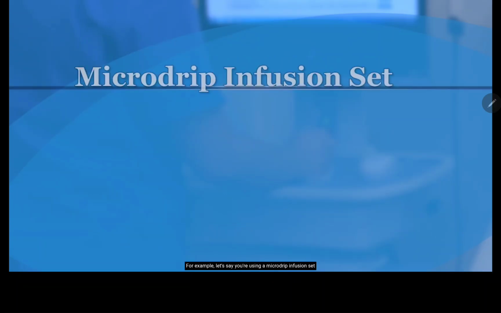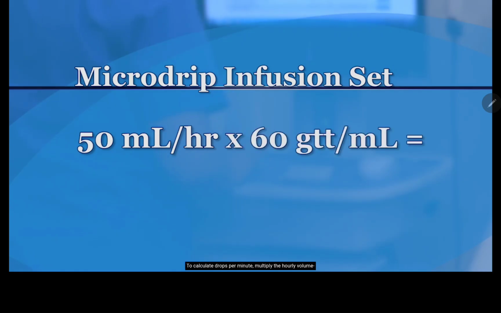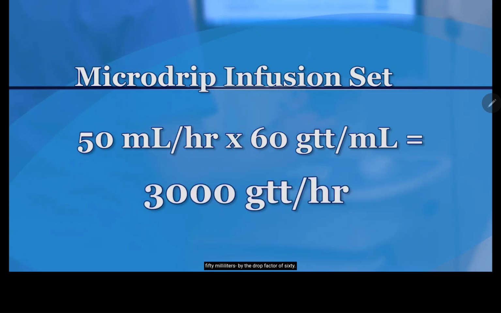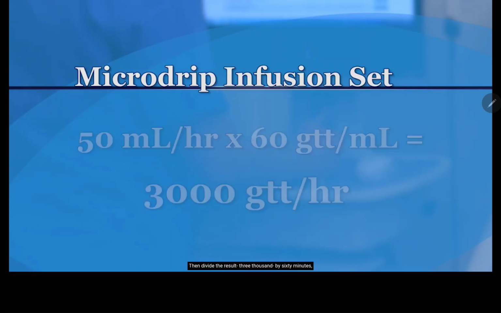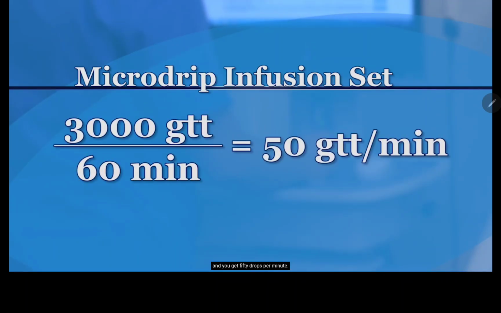For example, let's say you're using a microdrip infusion set to calculate the flow rate in drops per minute for an IV bag containing 1,000 milliliters of fluid. The fluid is to infuse at 50 milliliters per hour. To calculate drops per minute, multiply the hourly volume, 50 milliliters, by the drop factor of 60. Then divide the result, 3,000, by 60 minutes, and you get 50 drops per minute.